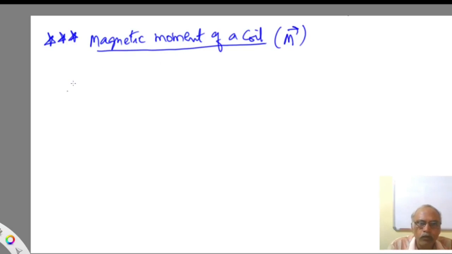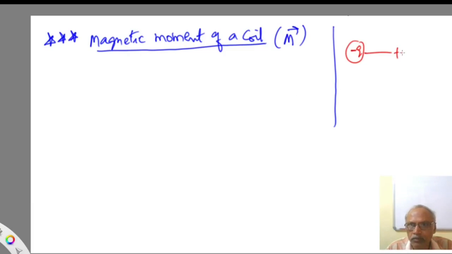Now, the electric dipole moment in electrostatics: we did the electric field on the axis of a dipole. Suppose there is a dipole with charges minus q and plus q. The axis of the dipole is the line joining the two charges. At a given point on the axis, at distance R from the center, what is the electric field? Here 2a is the length of the dipole.